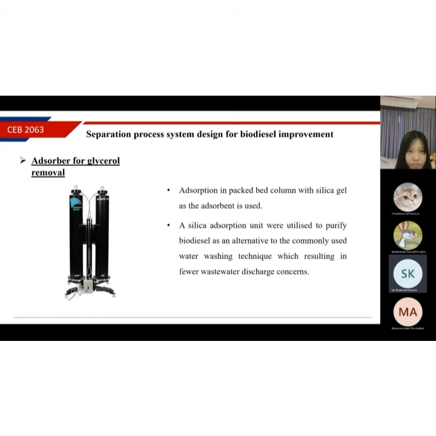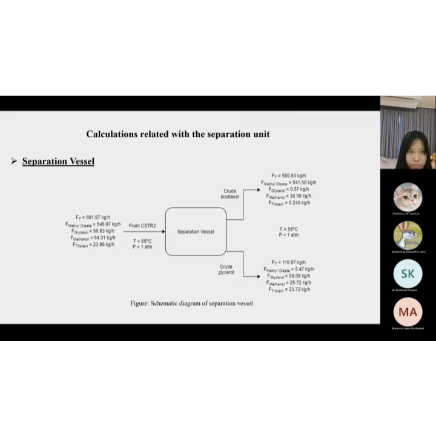And then absorption in a packed bed column with silica gel as the absorbent is being used in this case study to purify biodiesel, as an alternative to the commonly used water washing technique, which results in fewer wastewater discharge concerns. And next, I'll pass to Azam.